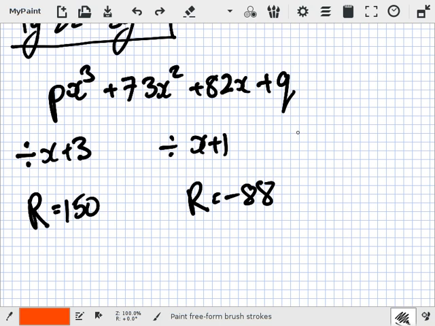You substitute x equal to minus 3 in that equation. Yeah. Here you change this into x equals minus 3 and x equals minus 1. Is that what you meant? Yeah. So not factorize. That's not the word.